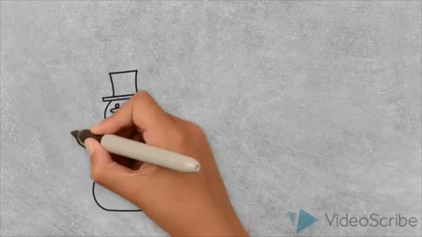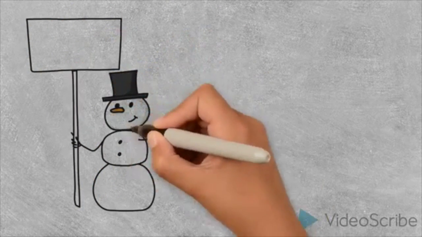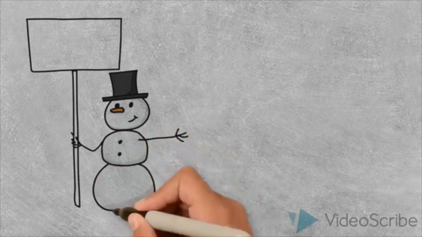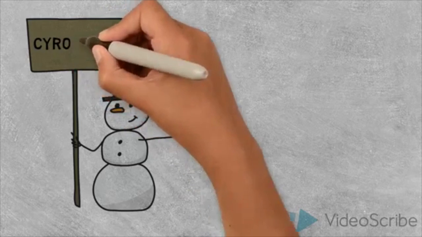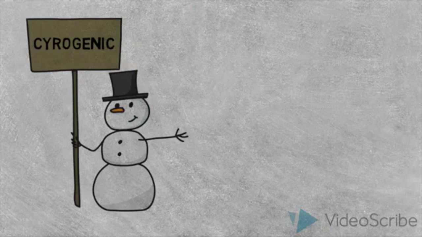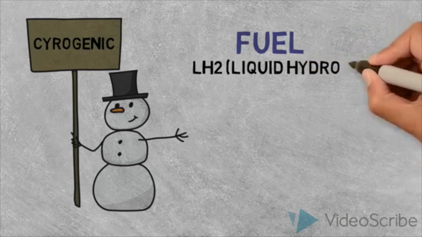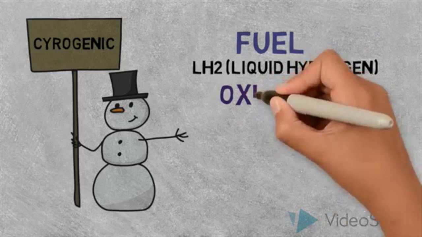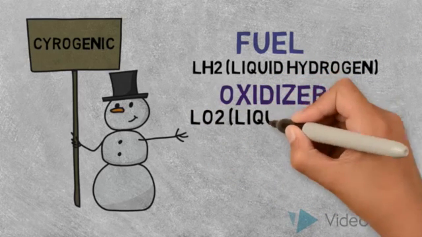Cryogenic propellants are liquefied gases stored at extremely low temperatures. Because they have to be stored at extremely low temperatures, this can often cause problems when they are being stored. The most common type of cryogenic propellant uses liquid hydrogen as fuel and liquid oxygen as oxidizer. Cryogenic propellants are often higher efficiency than other liquid propellants.